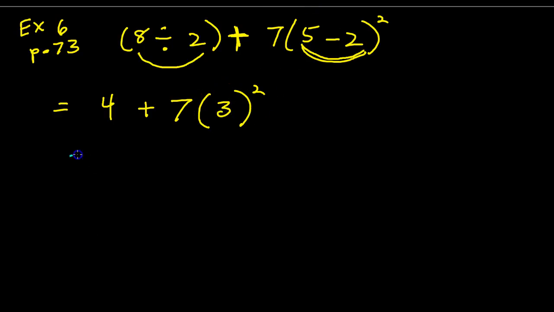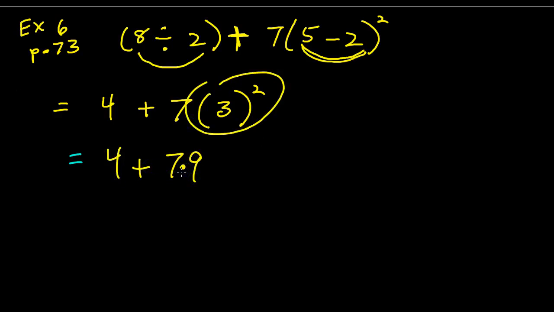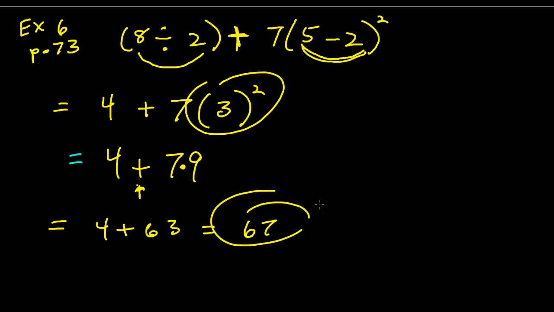All right, so 4 plus 7 times 3 squared is 9. Now what? 4 plus 7? No, this gets done last. Please wait to do that addition. 4 plus what? 7 times 9 is 63. And of course, 4 plus 63 then is 67. Okay?